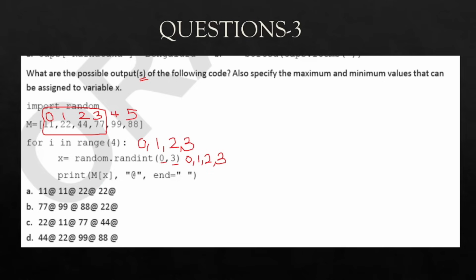11, 11, 22, 22. It is possible because these values are in this range only. So it is possible. And what about 77, 77, 99? 99 is out of range, right? The 4 we have not included here. So it is not possible. What about this 22? 22 is there in the range. 11 also is there. 77 and 44. These are all in the range. So this is possible. And here the 99 and 88 is not possible.